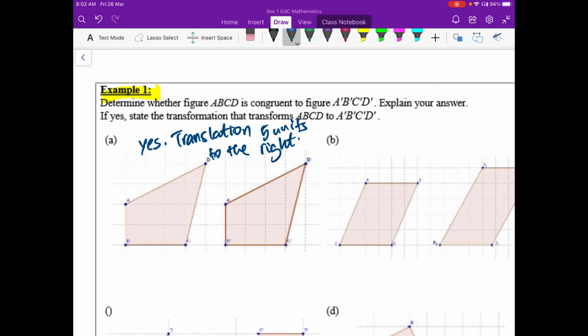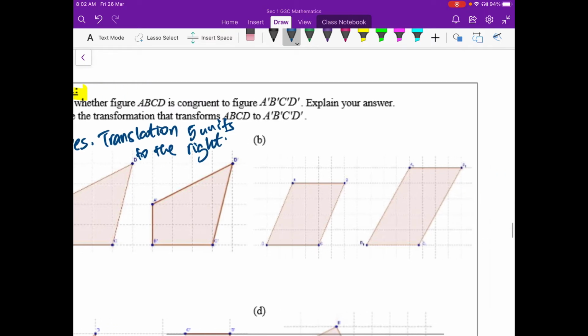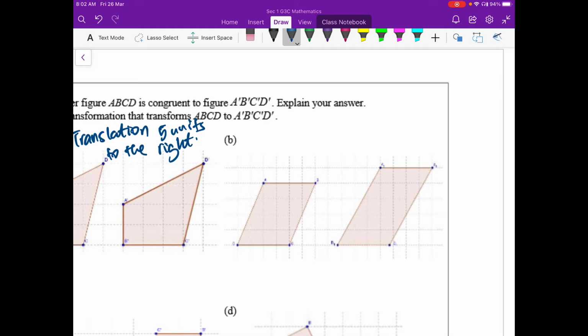So the next one, are they congruent? No, they are not congruent. How do you know that they are not congruent? There is something that is different. So what is different? Remember, it's just same shape, same size. First, do they have the same shape? We can call both of them a parallelogram, right? But are they the same size? No. So not congruent. Different size.